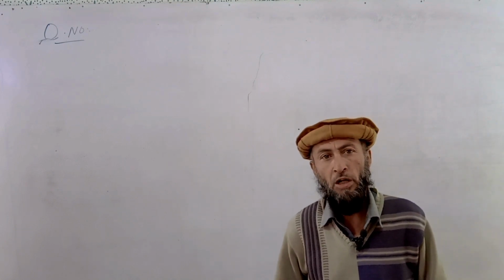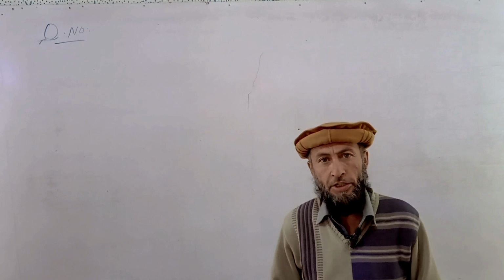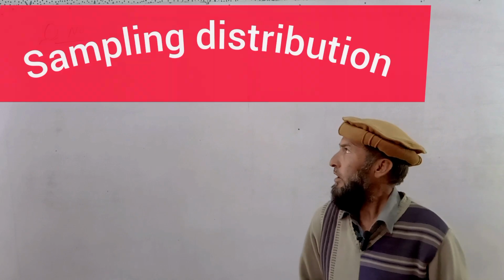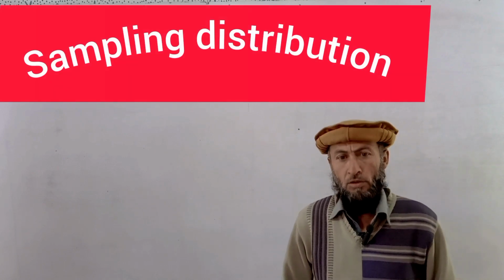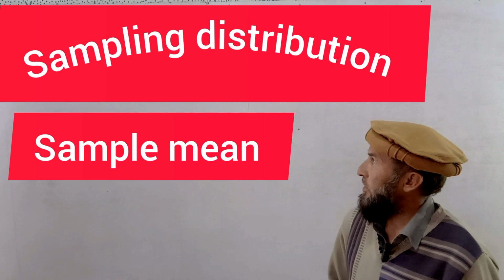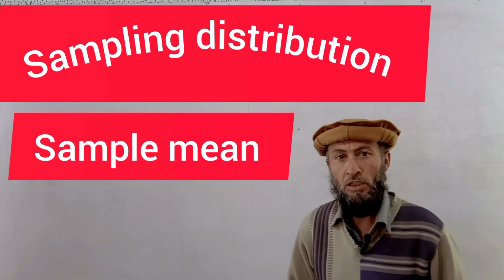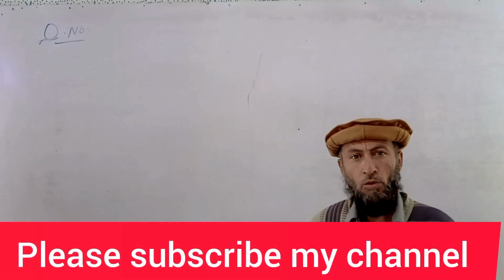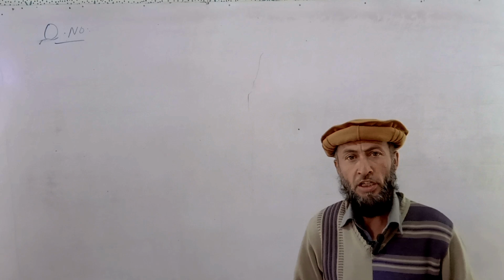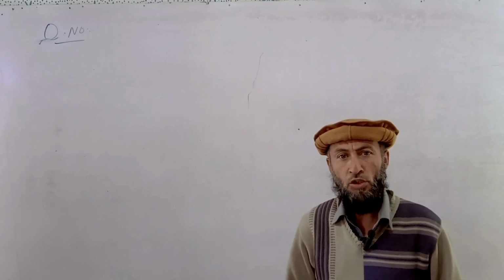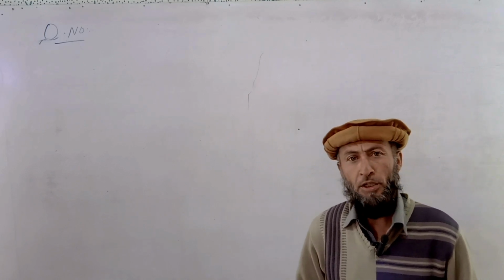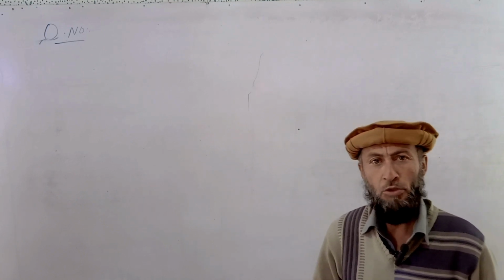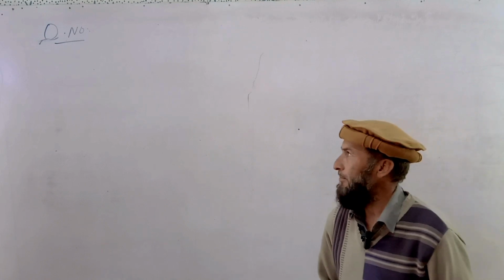Today we have a new topic. This topic is related to BBA, BCS, MCS, MBA, and so on. The topic is sampling distribution. What is sampling distribution? Any value calculated from the sample statistic is called sampling distribution. For example, the sampling distribution of sample mean, sampling distribution of sample variance, sampling distribution of sample proportion, etc.